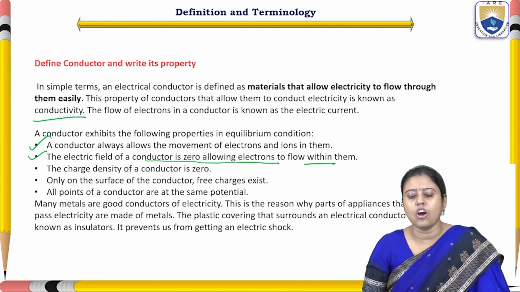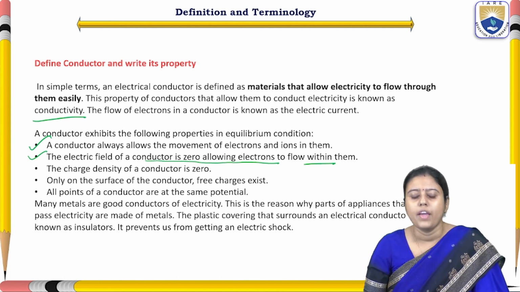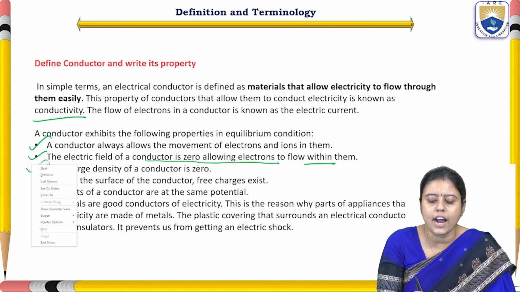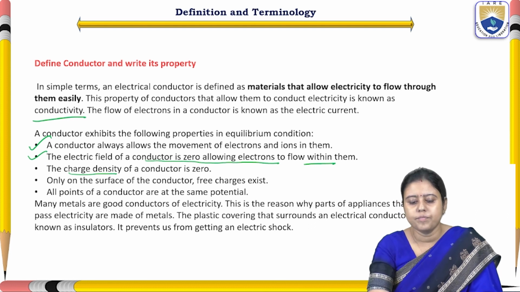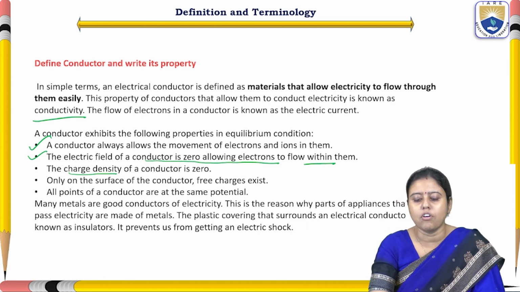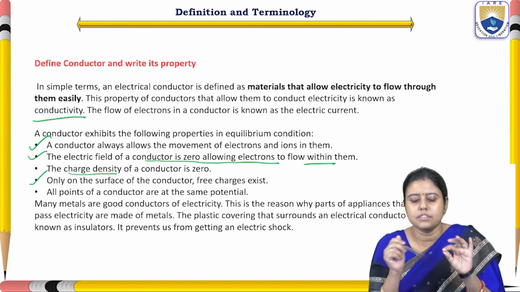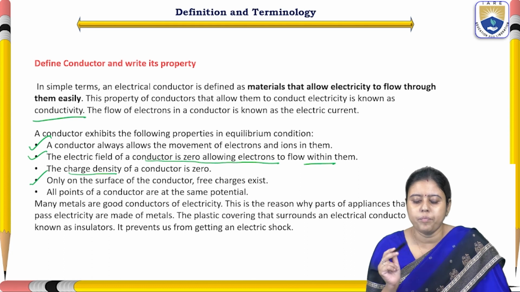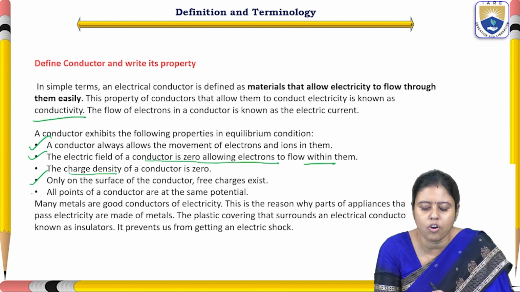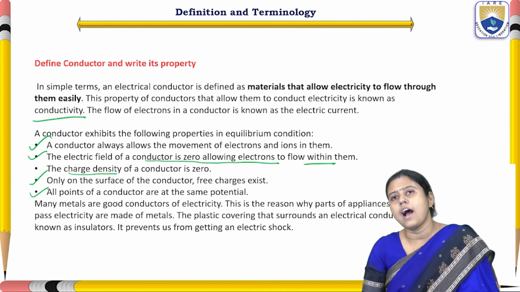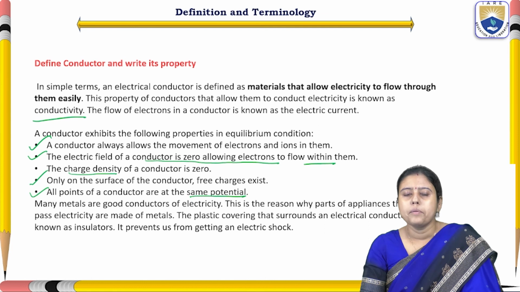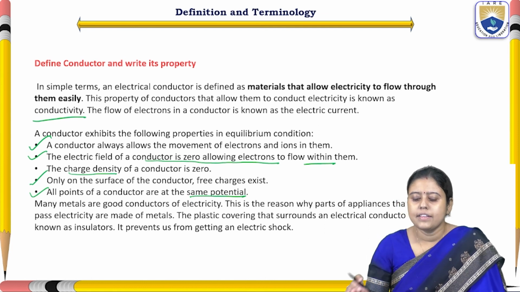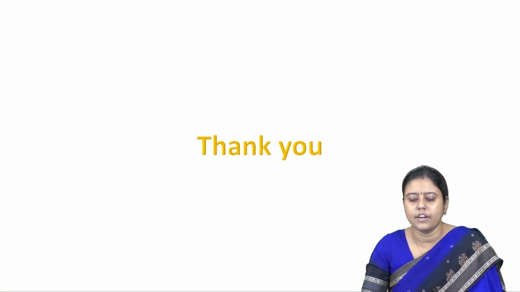The charge density of a conductor is zero. Third important point is the charge density. No charge is accumulated in the conductor. Only on the surface of the conductor are free charges present. Free charges are always on the top, and all the points of the conductor are at the same potential.